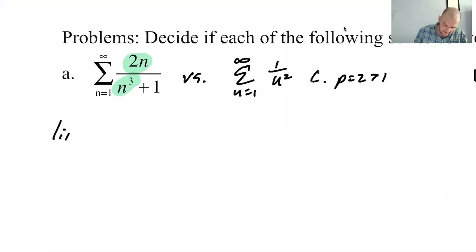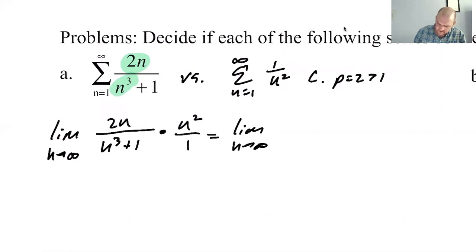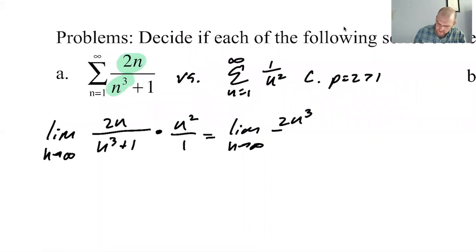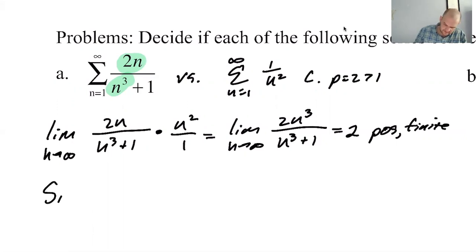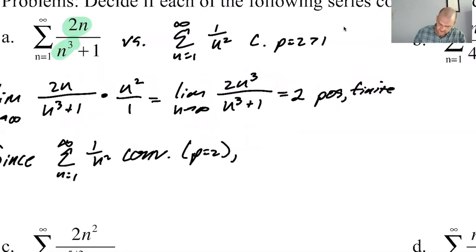So let's see, limit as n approaches infinity. The original series is this. I'm going to compare it to 1 over n squared, but I'll invert that right away. Get the limit as n approaches infinity of 2n cubed over n cubed plus 1, which is 2. That's positive and finite. So since the sum of 1 over n squared converges, p equals 2, we know that this series converges too.